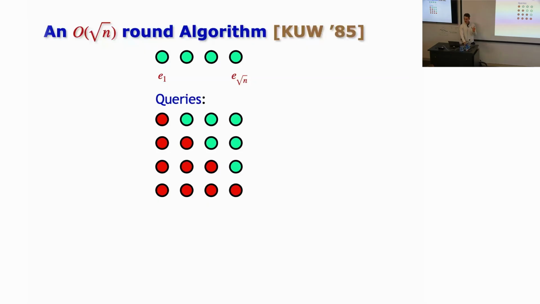When I say query all prefixes, what I mean is that you first make a query to the independence oracle, which is just the element E1. Then you make another query, which is element E1 and E2. Then you make another, which is E1, E2, E3, then E1, E2, E3, E4, and so on. So you make one for every single possible prefix. So you'll make square root n queries in this prefix round.